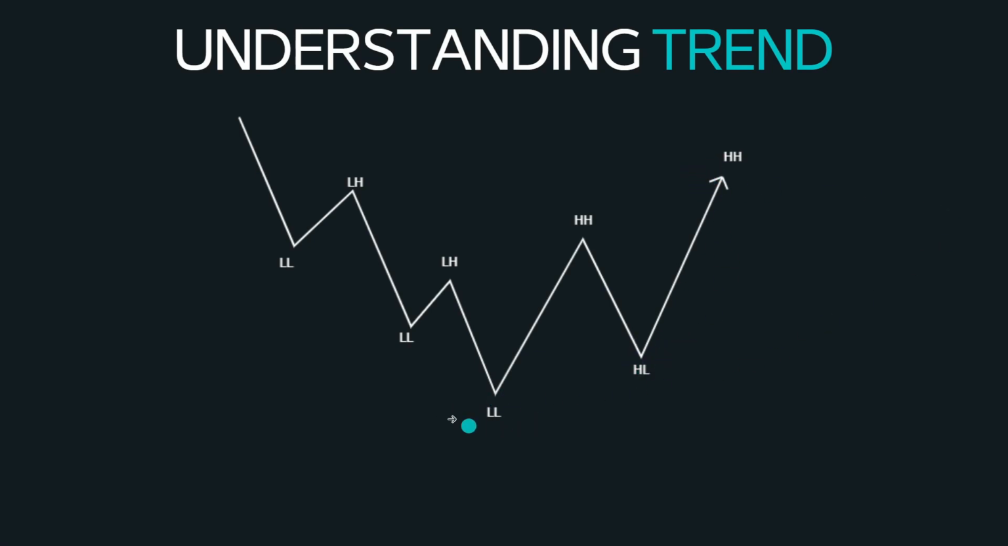So at this point here, where this push happens and becomes a higher high, we do not class this as bullish just yet. We want to see a higher high, a higher low, and a higher high. We want to see two higher highs before we class the trend as bullish. This is what we call confirmation.